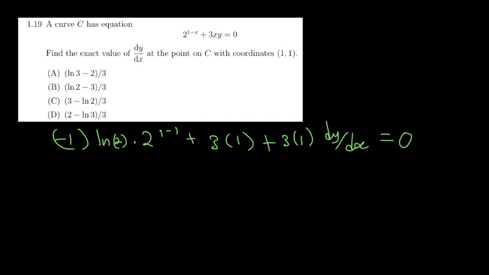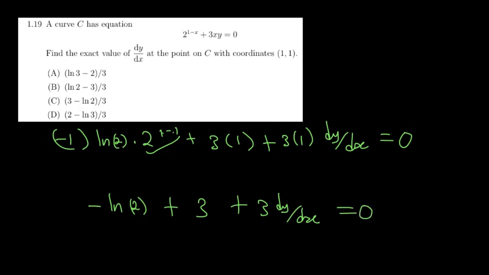Okay, so here we're just going to get what? Minus ln 2. This is 2 to the power 0 because this is 1 minus 1, so it will just be 1. So we just get minus ln 2 and then plus 3 plus 3 dy dx. Okay, this is equal to 0.